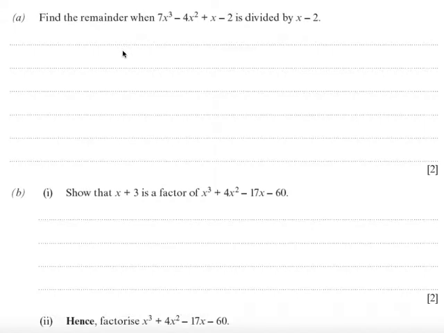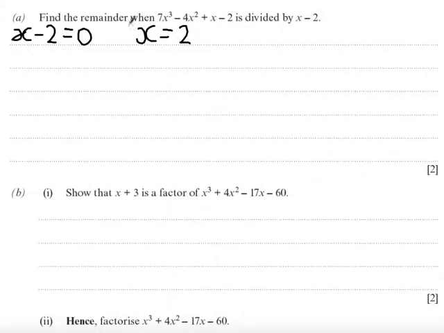Find the remainder when 7x cubed minus 4x squared plus x minus 2 is divided by x minus 2. So I'm going to use the remainder theorem. To use the remainder theorem, I need to just consider what x value would give me this bracket equal to 0. So it's x equals 2.